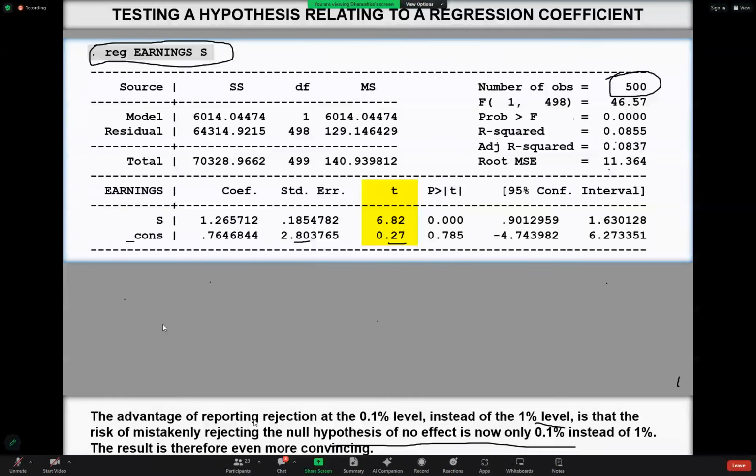The advantage of rejecting at the 0.1% level instead of 1% is that the risk of mistakenly rejecting the null hypothesis of no effect is now only 0.1% instead of 1%. That means we have learned type 1 error and type 2 error. If you can reject the null at a very small level of significance, then there is a very small probability of a type 1 error.